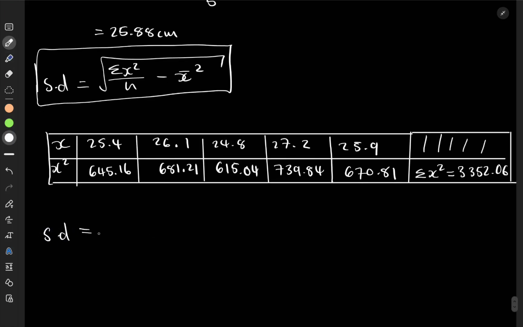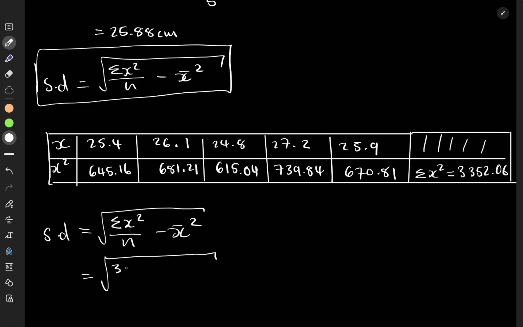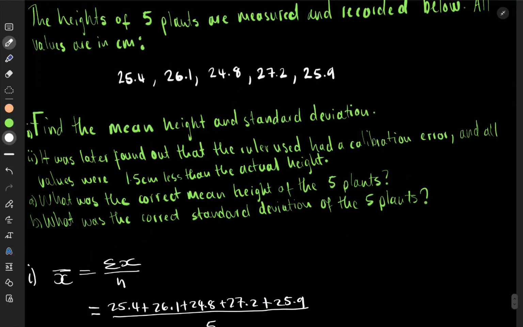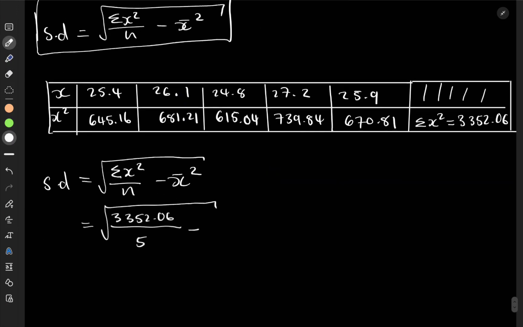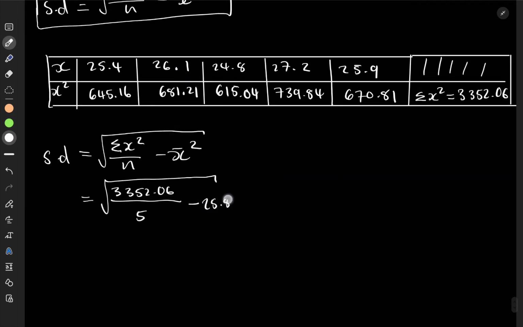We'd say then the standard deviation is equal to the square root of the summation of x squared over n minus the mean squared. What is it going to be? It's going to be the square root of the summation, 3,352.06, divided by how many terms did we have? 5 plants, minus what did we get as our mean? 25.88. So minus 25.88 all squared, right? That's why it's never a good idea to put the square root sign first. We've put our square root sign to cover everything. Make sure it does cover everything.